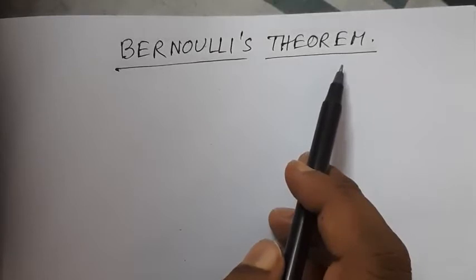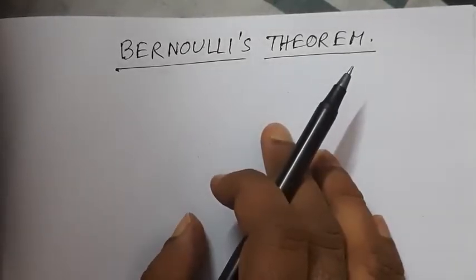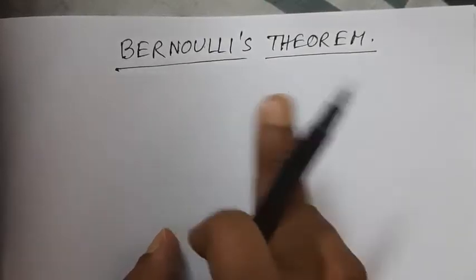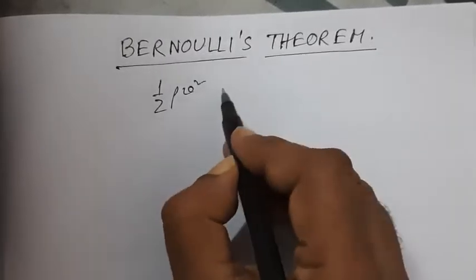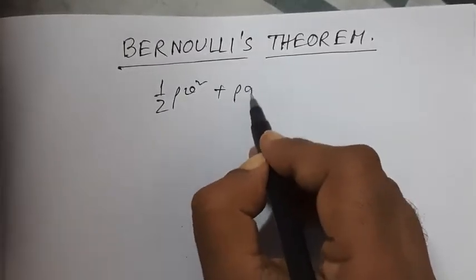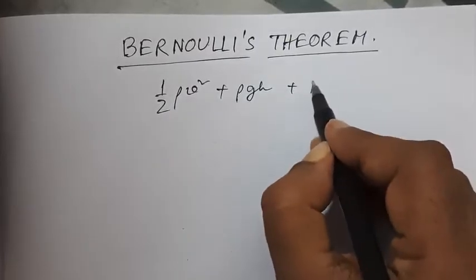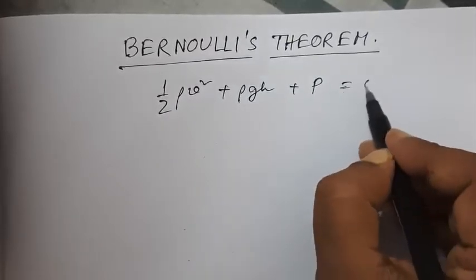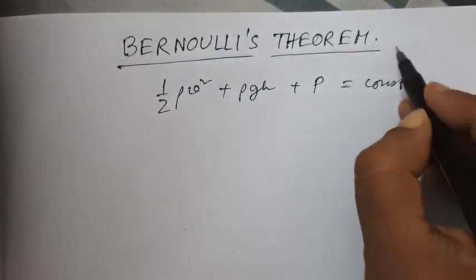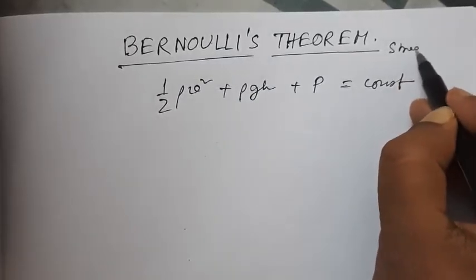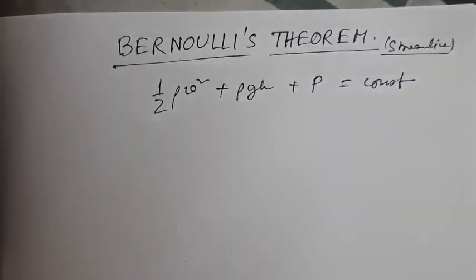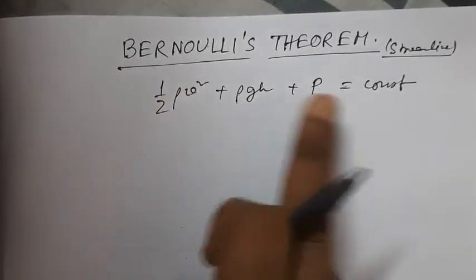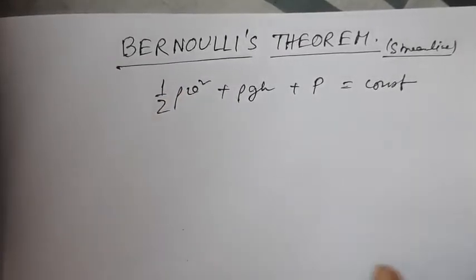Bernoulli's theorem. For a streamlined flow of an ideal fluid, the sum of the potential energy, kinetic energy and energy due to pressure per unit volume, which we have already found out, remains constant. This was the kinetic energy per unit volume, this is the potential energy per unit volume, this is the pressure energy per unit volume. Everything we are trying to explain is the case of streamline flow. So the sum of these energies per unit volume always remains constant.